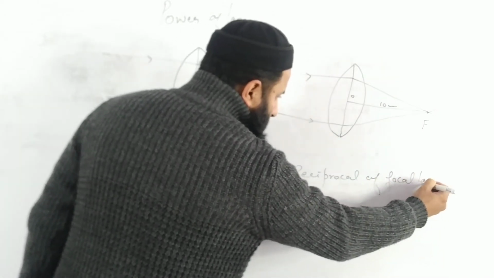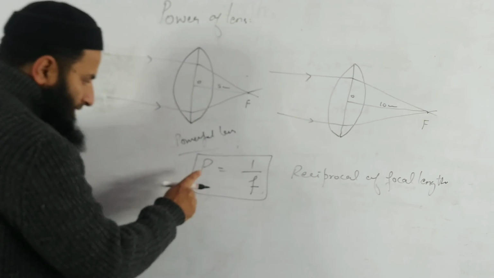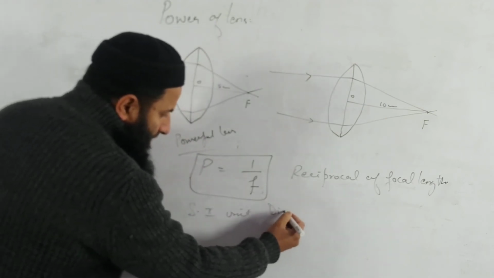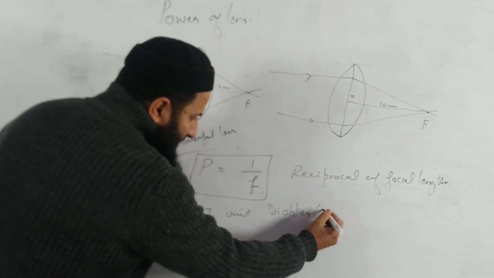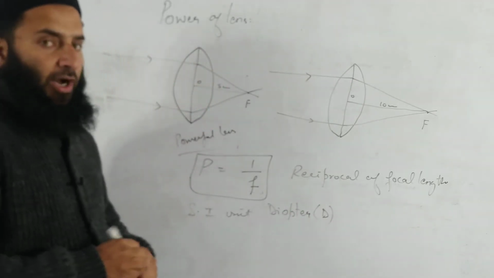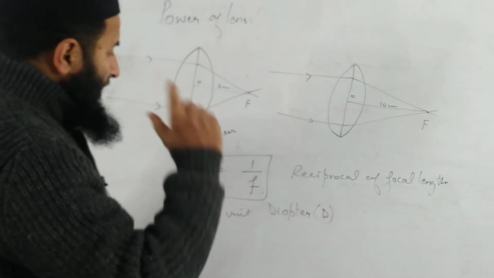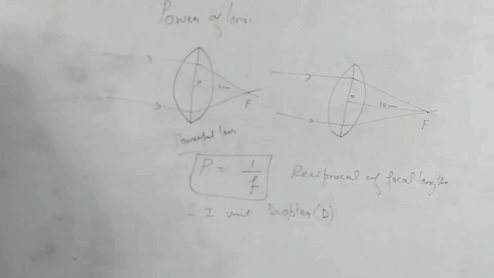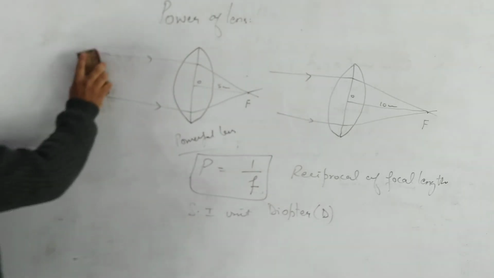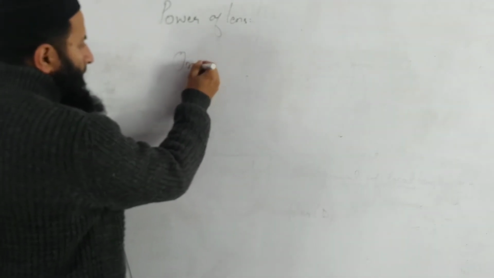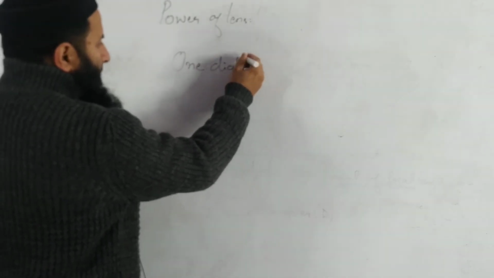Reciprocal of focal length. Okay, we measure power in diopters. Its SI unit is diopter, represented by capital D. The power of lens is measured in diopters. Okay, 1 diopter power. I'll write it first. One diopter power.